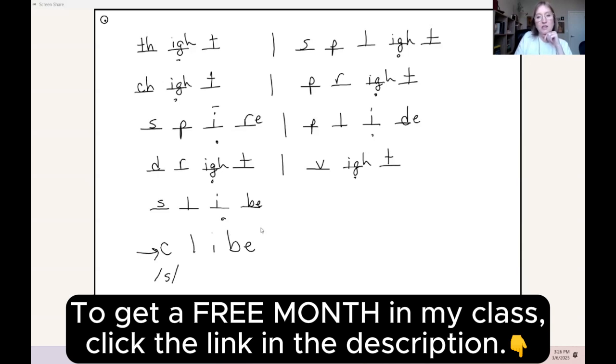Now, this is not a question that I expect you to know the answer to because I haven't taught you this yet. So let me just answer it for you. A C will always make the K sound unless the next letter is an E, I, or Y. So C will always say k, but it will make the S sound if the very next letter is an E, I, or Y.